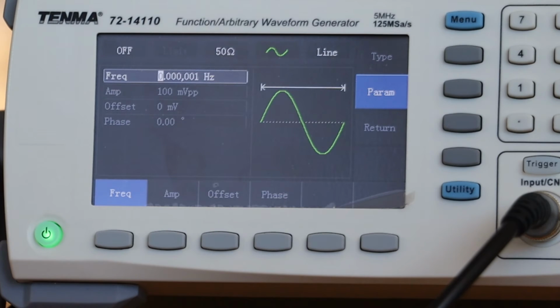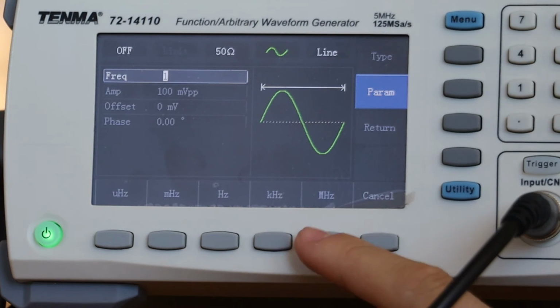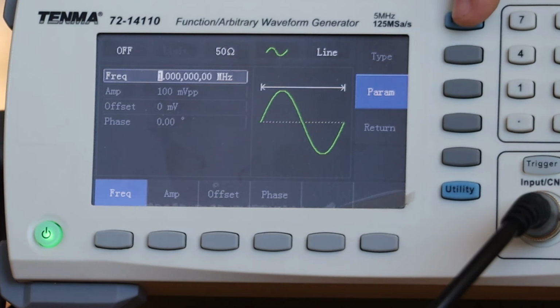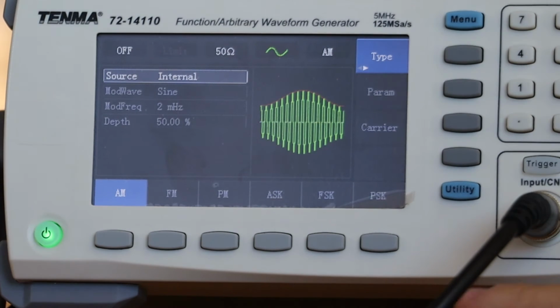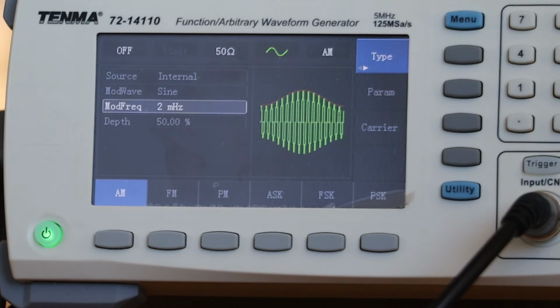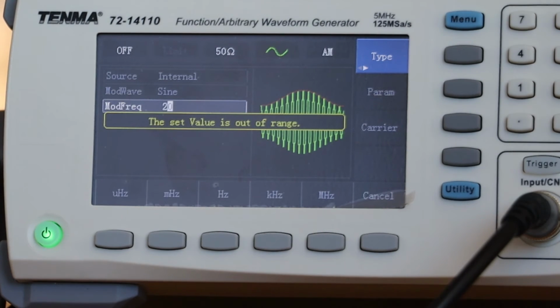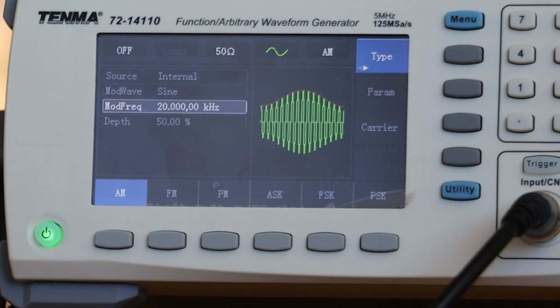If we want to observe the spectrum of the AM modulated signal in the spectrum analyzer, we will establish a carrier of 1 MHz and a modulating frequency of 20 kHz. Then we can see the sideband signals at the spectrum analyzer.